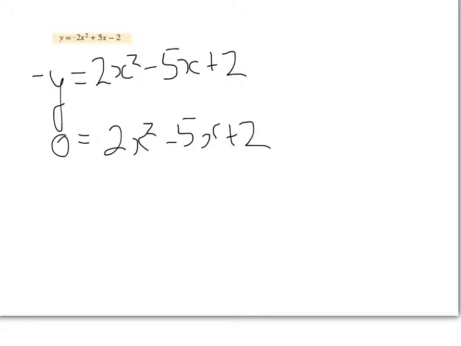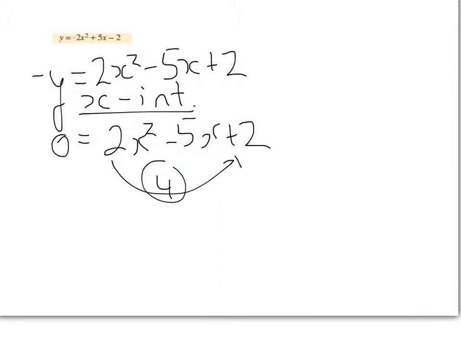Now I've said y is equal to 0, which means that I'm finding the x-axis, the x-intercept. I'm going to go 2 times 2, and that gives me 4. What I'm really looking for is a number that will multiply to 4. And you see there, the sign there, it's positive. So a number that multiplies to 4 that has a sum of 5. Now that number will be 4 and 1.